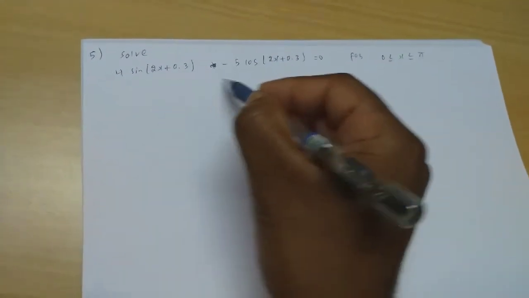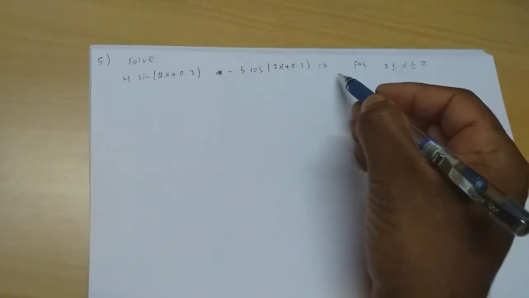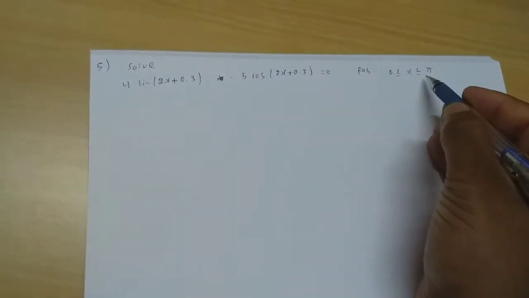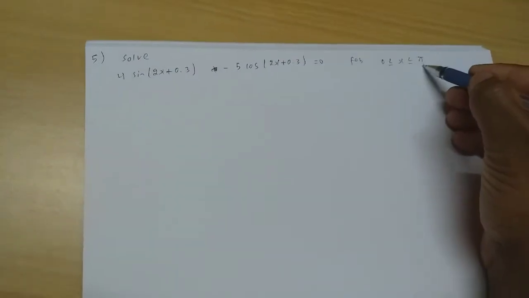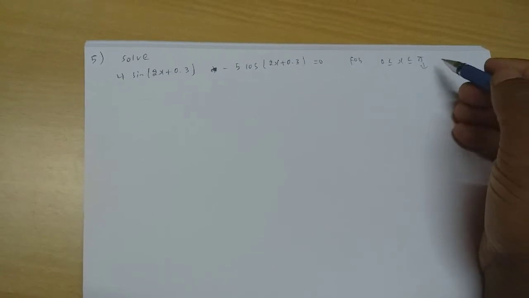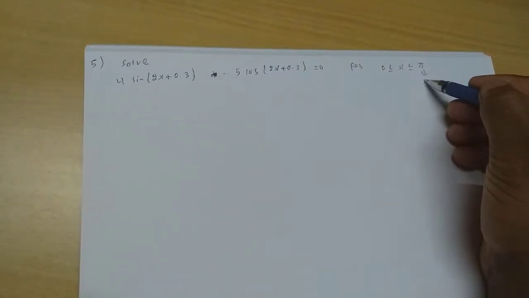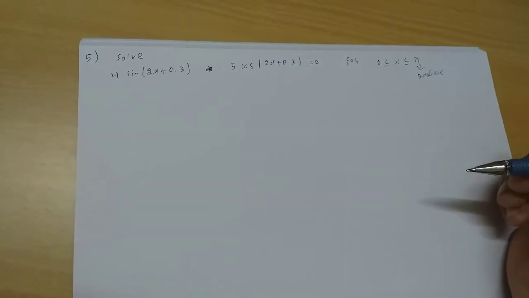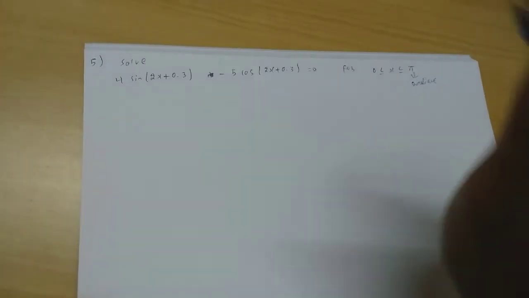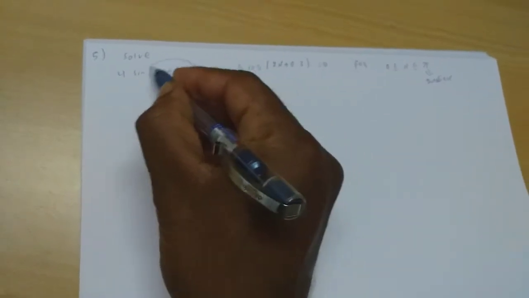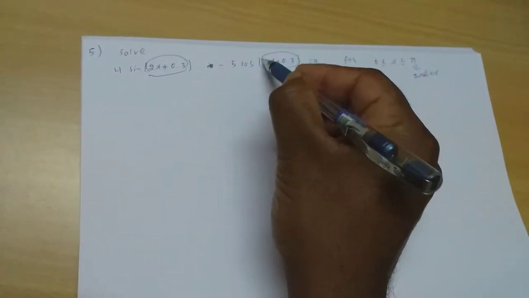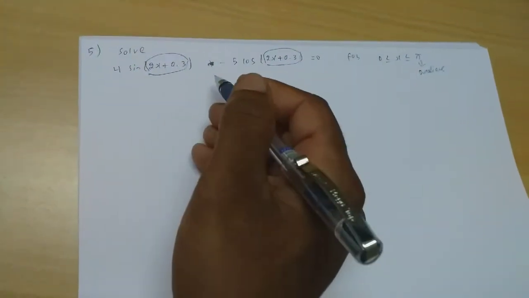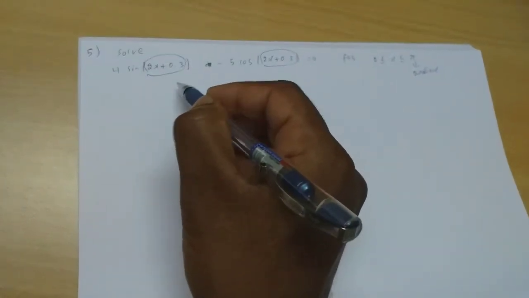It is 4 sin(2x + 0.3) minus 5 cos(2x + 0.3) equal to 0 for 0 less than or equal to x less than or equal to pi. Whenever it's given in terms of pi, you need to put the calculator in radians and you should leave your answer also in radians. Am I clear till there? Okay, next the catch is this one. This number is common, so let us continue.